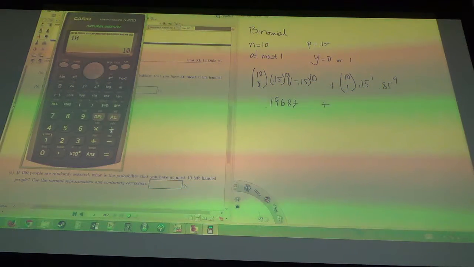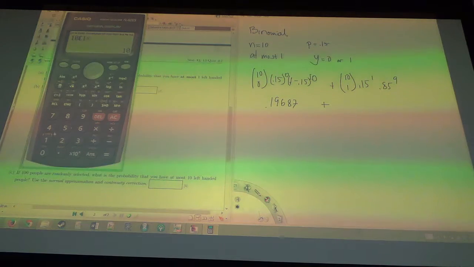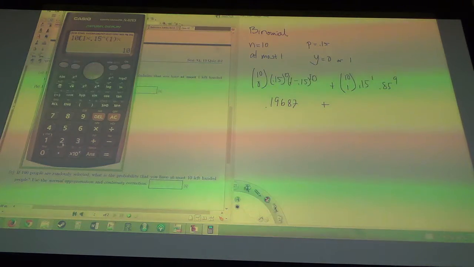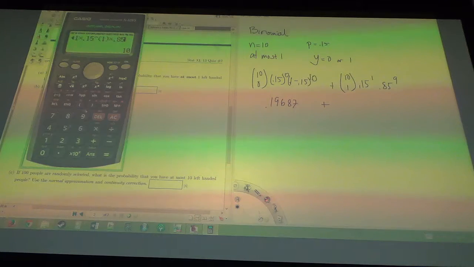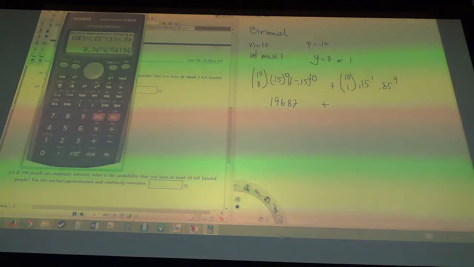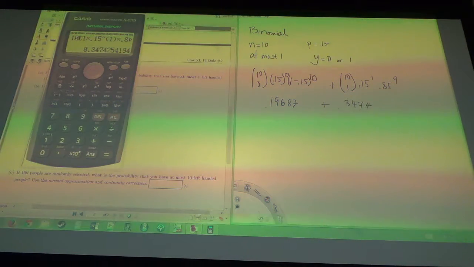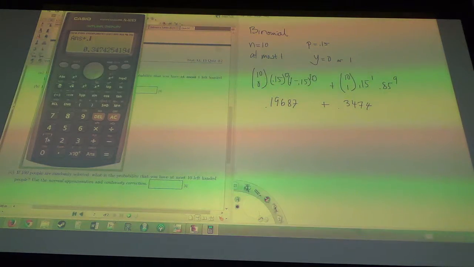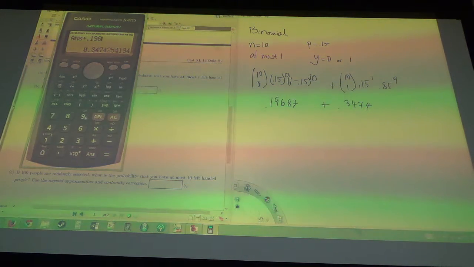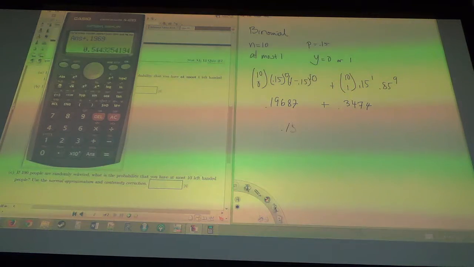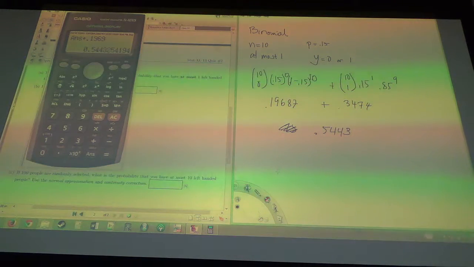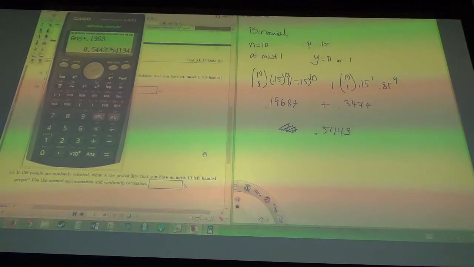So 10 choose 1 times, okay, and you do 0.15 raised to the 1 times 0.85 raised to the 9. Okay. You compute that out and you get 0.347. Okay, and then now you can add the other number, 0.19687, or whatever. I'll just do 0.1969, and then my answer ends up being 0.5443.